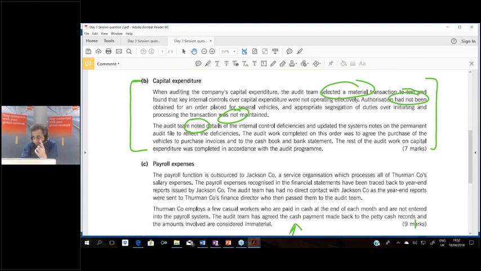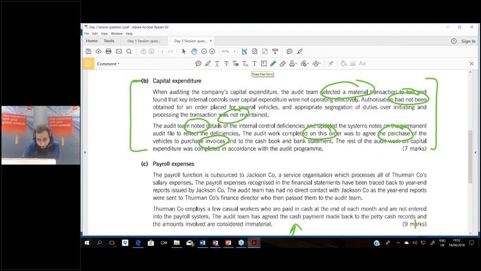On this order means the single order, one transaction. This order means the sample I chose. One sample I chose, right? The audit work completed on this order was to agree the purchase of the vehicle to purchase invoice. What I did, I agreed the purchase of the vehicle to where? To the purchase invoice and to the cash book.